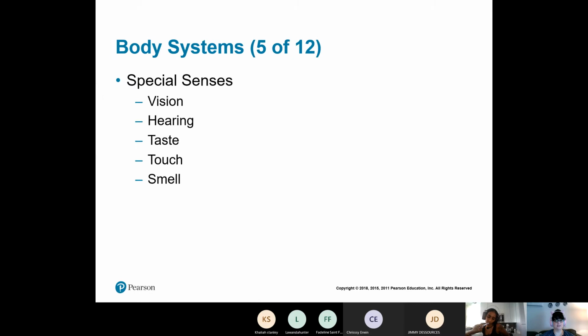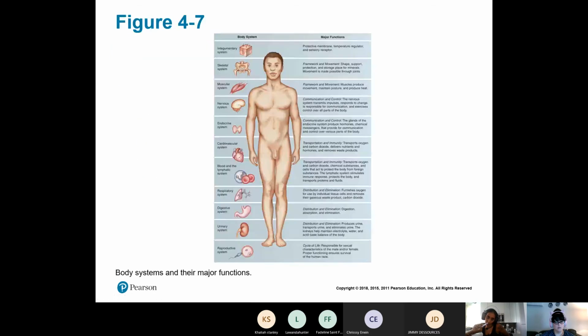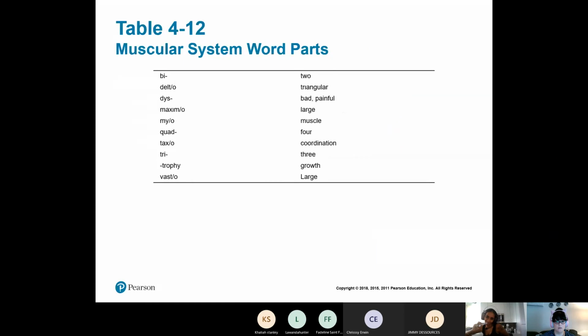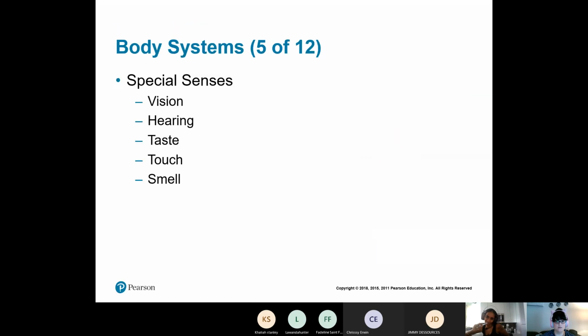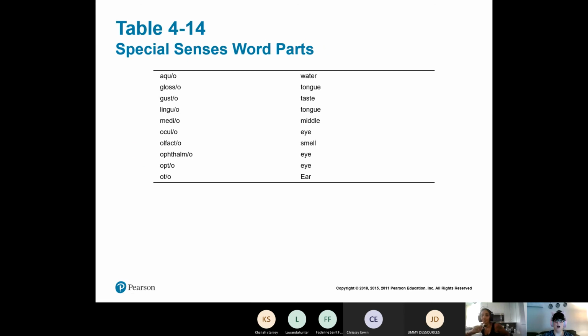Our special senses, that was one that wasn't on there, was there? That's good. I knew there were 12. That's what they've got. Special senses. We'll cover that too. Vision, hearing, taste, touch, smell. And they have their own as well.